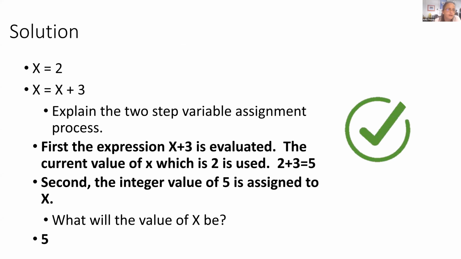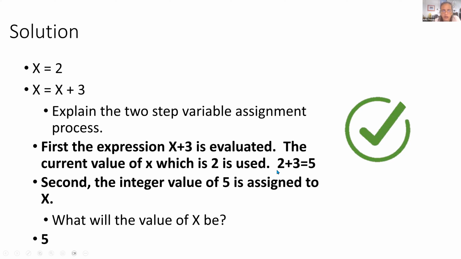All right, so the key here is really understanding that two-step variable assignment. That is to do first the variable assignment of x gets the value of 2, right? And then we do the expression x plus 3, evaluating this. So we are going to first evaluate the expression x plus 3. We look up the current value of x in the variable table, which is 2, and then we will do 2 plus 3 to get 5.